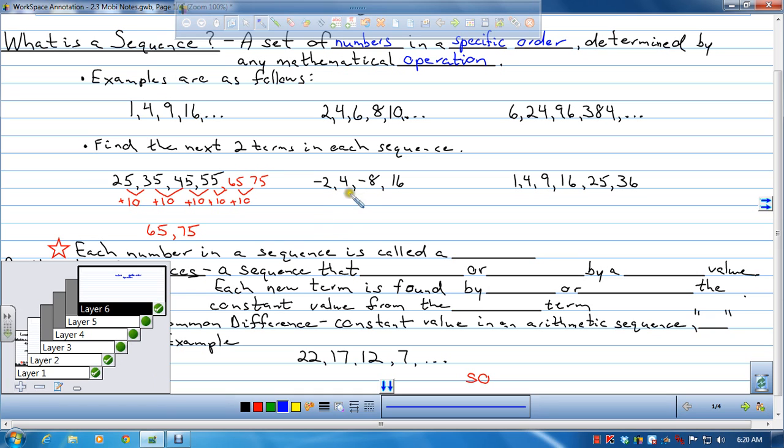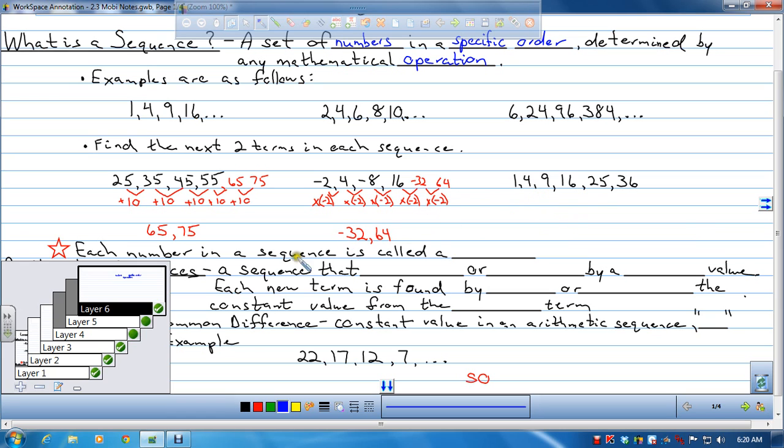When you went over to this next one, hopefully you notice that you weren't adding or subtracting the same amount each time. So you had to go to multiplication. Well, to get from a negative to a positive, you must have been multiplying by a negative value. And you'll notice when you do that, it alternates back and forth here. So we were multiplying by -2 each time. Get to -32 and 64.